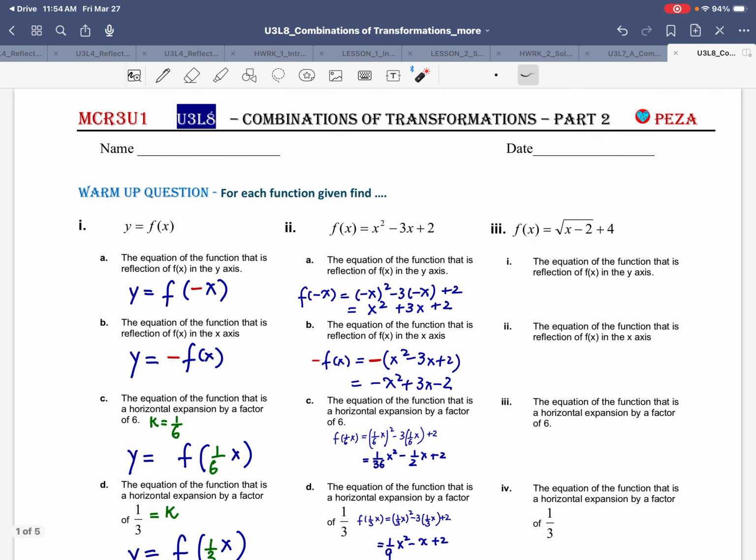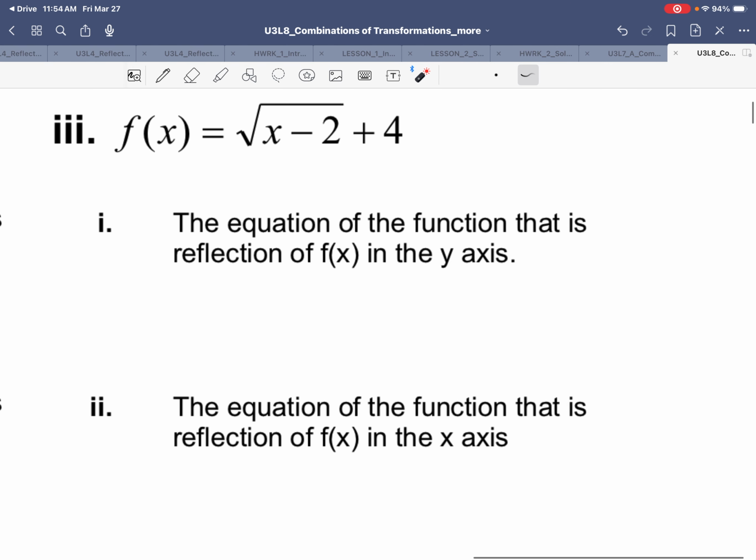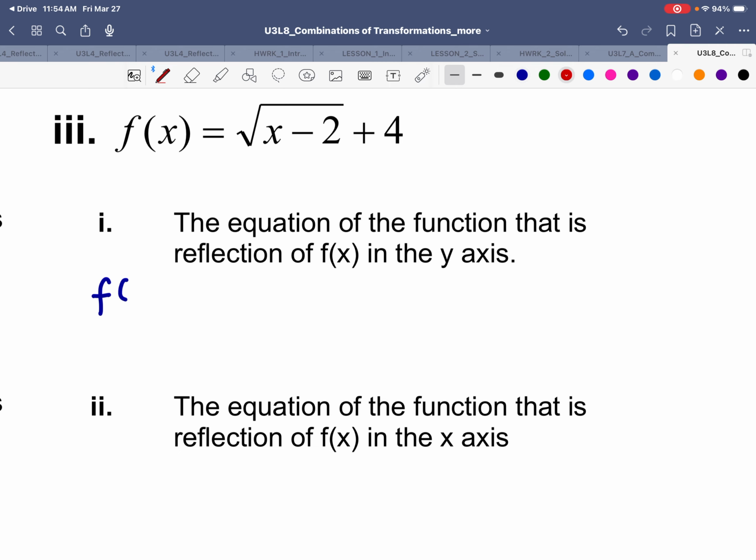We're going to take a look at combinations of transformations in the square root function indicated here. f of x equals the square root of x minus 2 plus 4. So first, we're finding the equation of the function that is reflection in the y-axis, which means that we're finding f of negative x. So what that means is that instead of x, now we're going to write negative x wherever x appears in the right side of the equation.